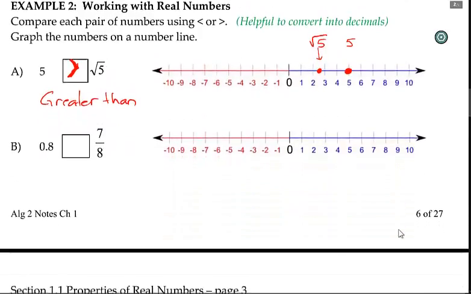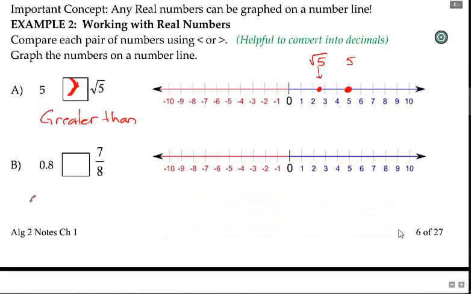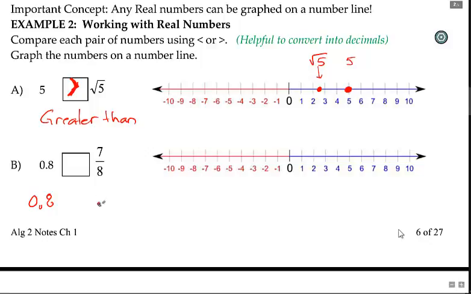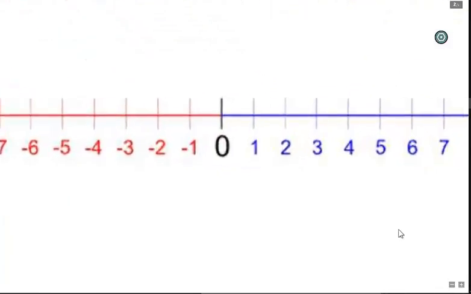When we're comparing decimals and fractions, it's always helpful to convert the decimals and the fractions into a similar type of comparison. So as I look at 7/8, I would have to think, is that greater or less than 0.8? Pretty straightforward. If you take your calculator and figure what 7/8 is, that's 0.875.